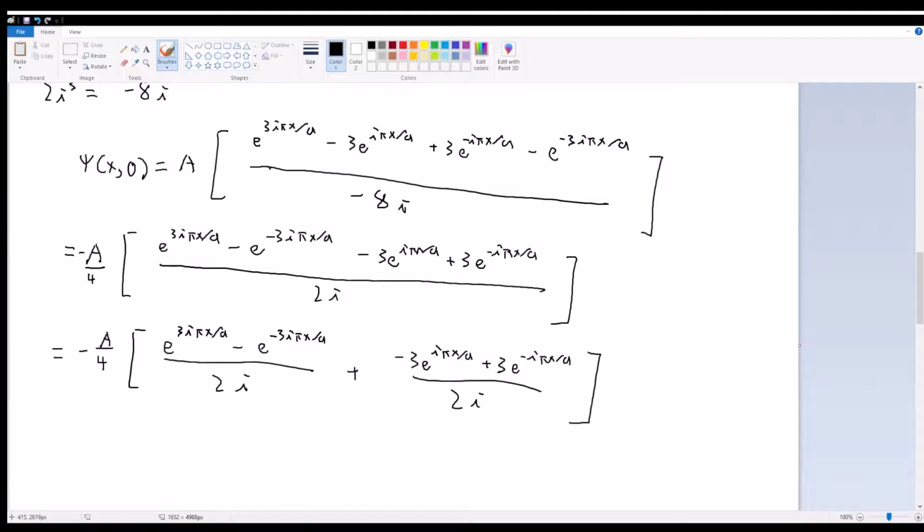And then, let's see, I can turn this into a subtraction term, in which case this becomes positive and this becomes negative. And I can move this around. This is going to give me a over 4 times 3e to the i pi x over a minus 3e to the negative i pi x over a over 2i. And you know what? In fact, let's move the 3 to the front as well.